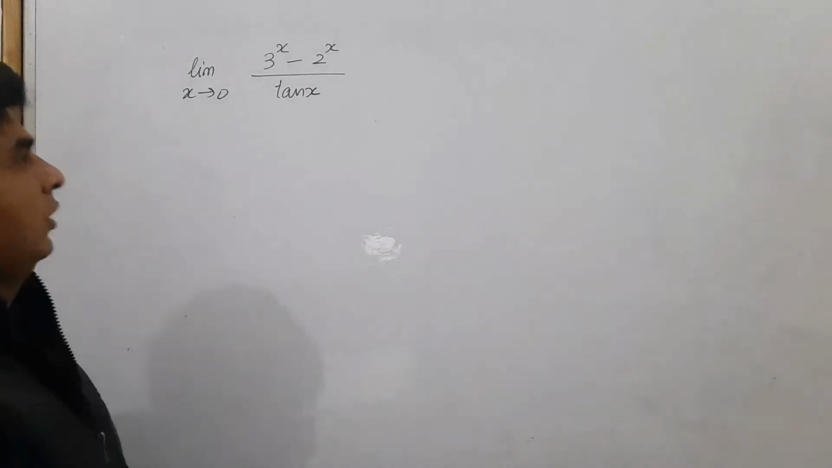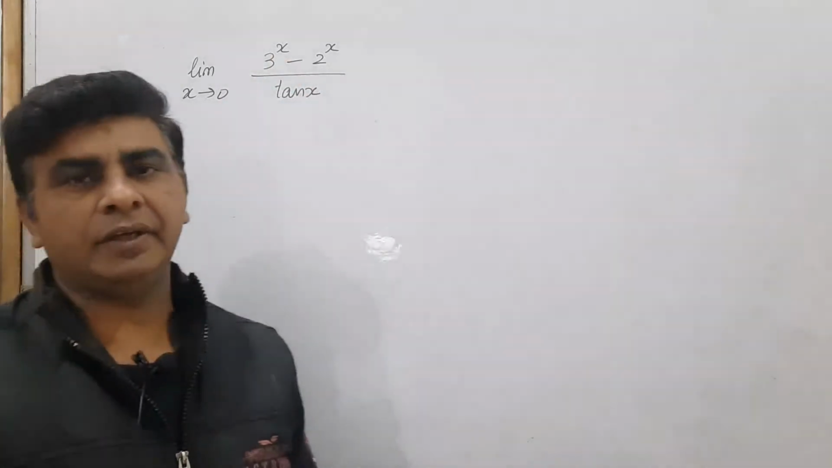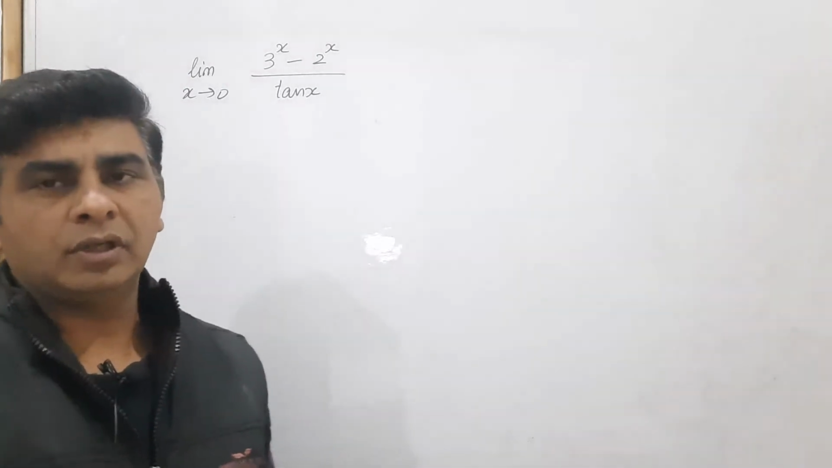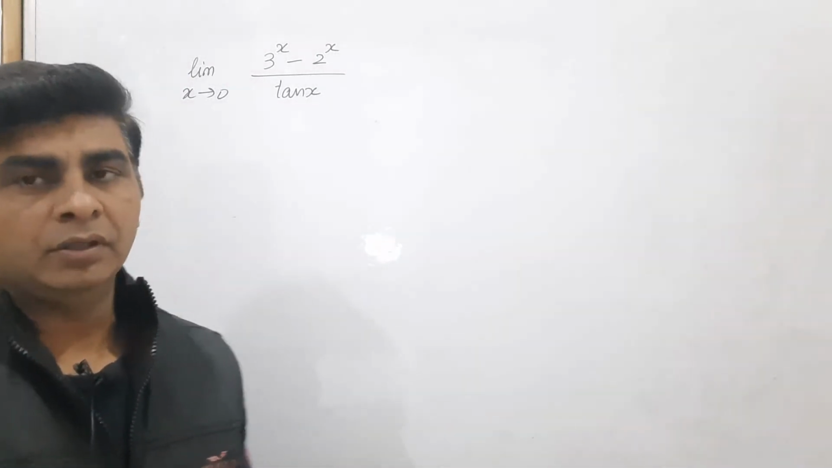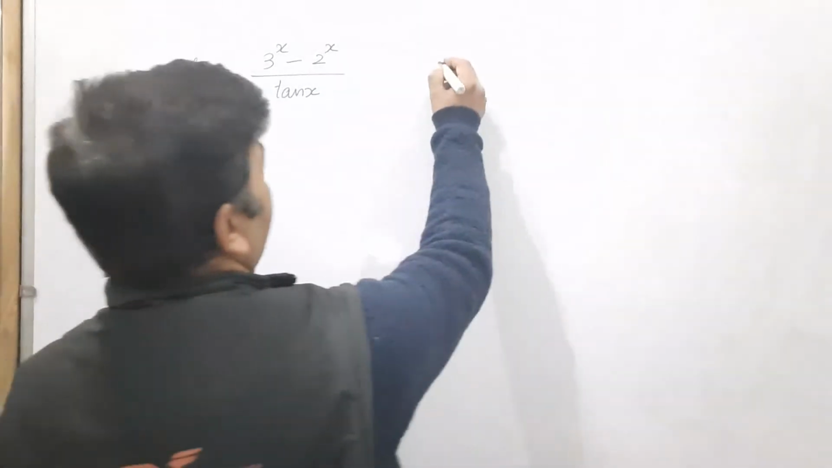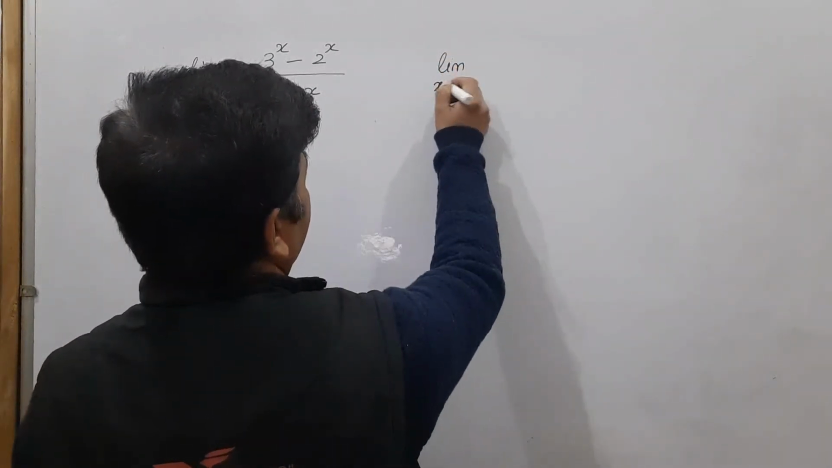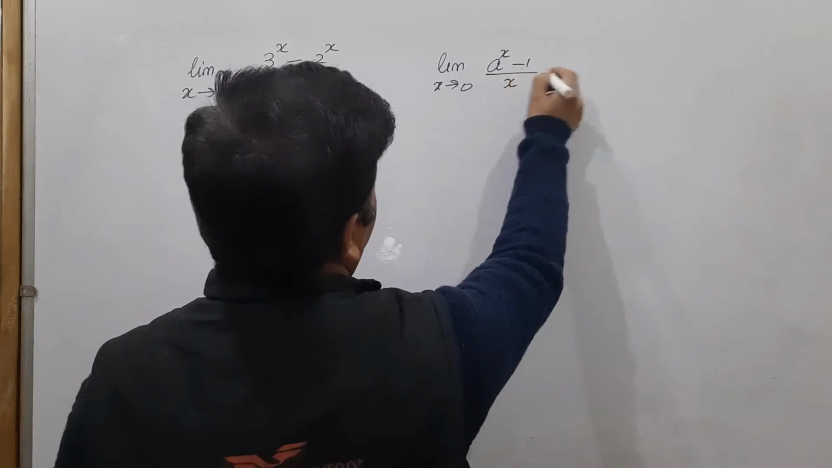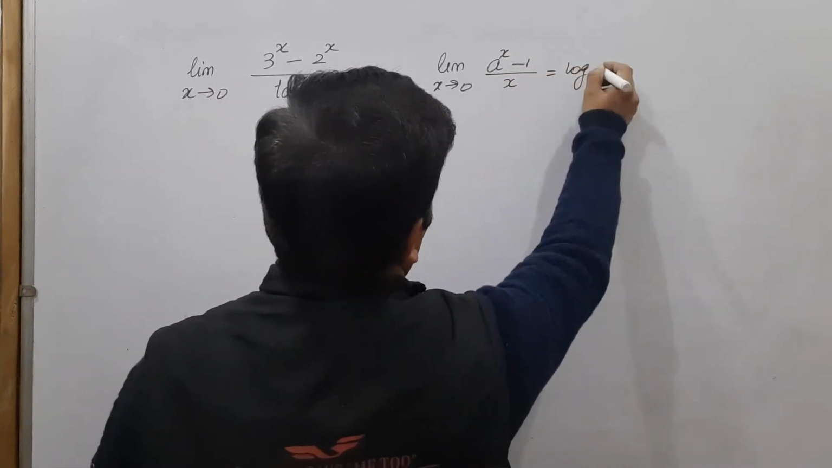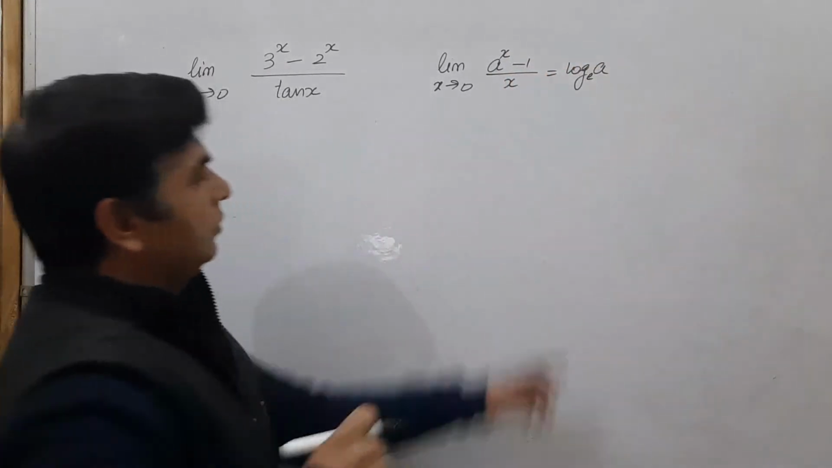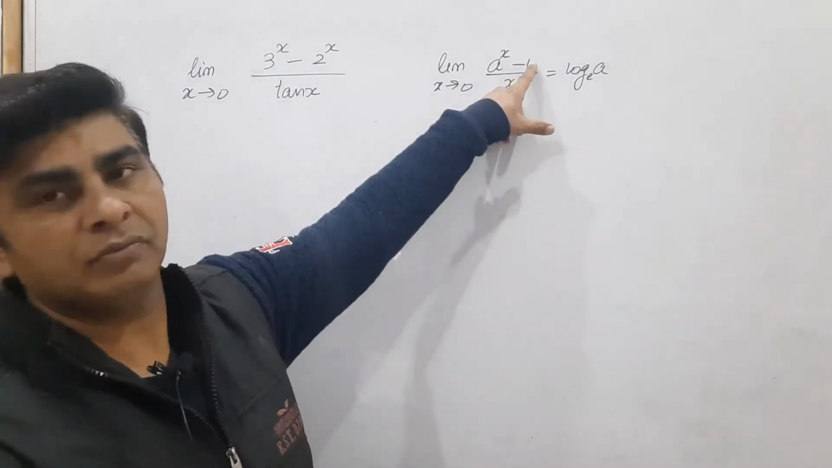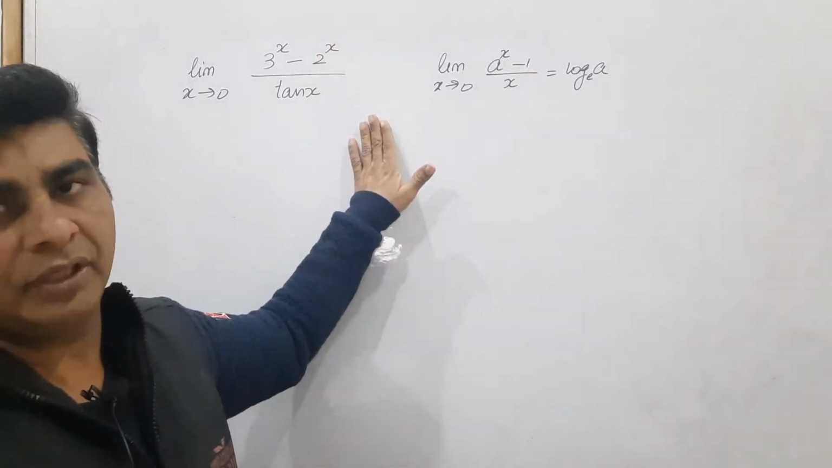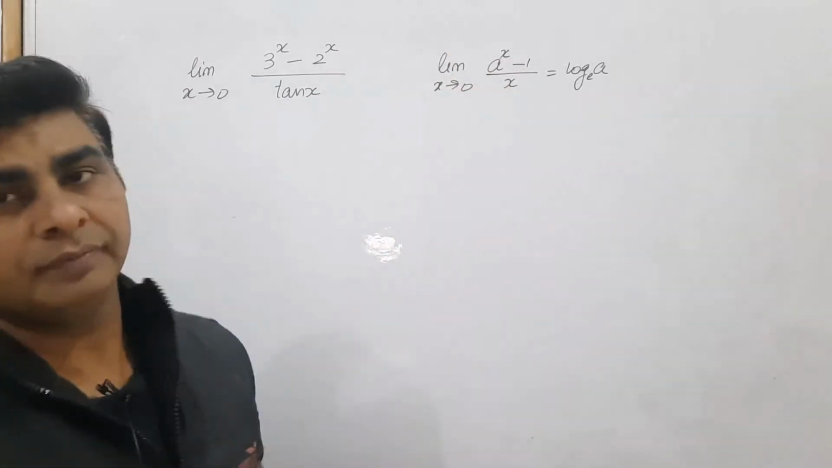Now in this case exponential function is there, also we have a trigonometric function. So how can we do this? Just recall the standard formula which is given by limit x tends to 0, a to the power x minus 1 upon x is equal to log of a with base e. Now let's see, minus 1 is very much required. Minus 1 is not present there, so we need minus 1 first of all.